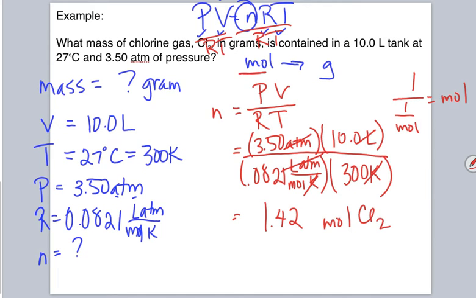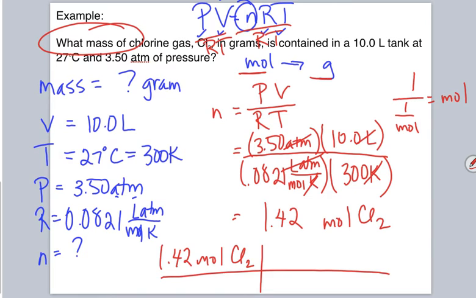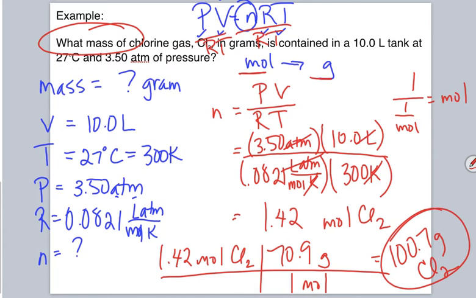Then we have to change moles to grams because it's asking what mass. We want to get rid of moles. Oops, I wrote that wrong. Let me fix that. We have 1.42 moles of chlorine. 1 mole is equal to the formula weight for chlorine, which is going to be 70.9 grams. And so that is equal to 100.7 grams of chlorine gas.